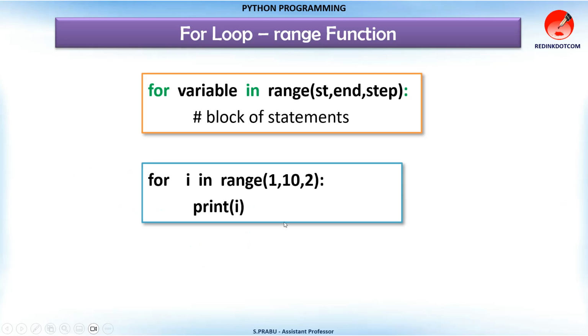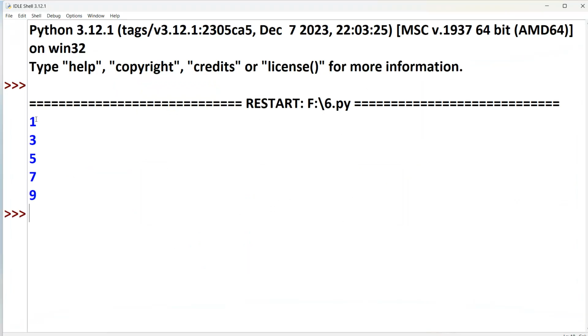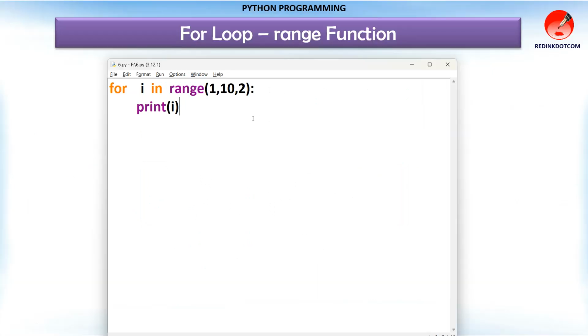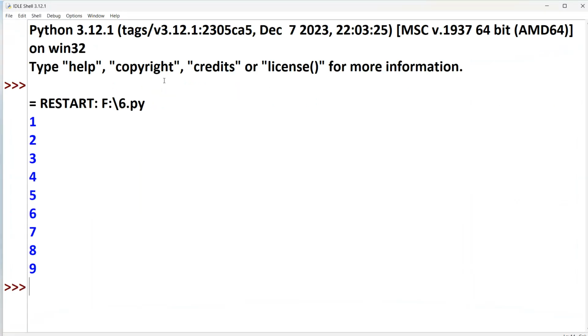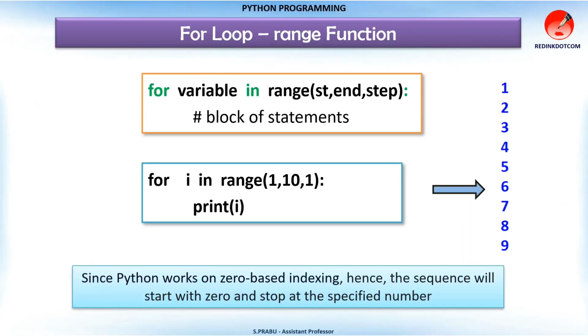I execute this program. It starts with 1 and increments up to 10. Suppose I want to print the numbers from 1 to 10, the increment value becomes 1. Now the expected answer is 1 to 10, but it produces 1 to 9 only, because Python works on zero-based indexing. That is, the default starting point is 0 and it ends after n minus 1.